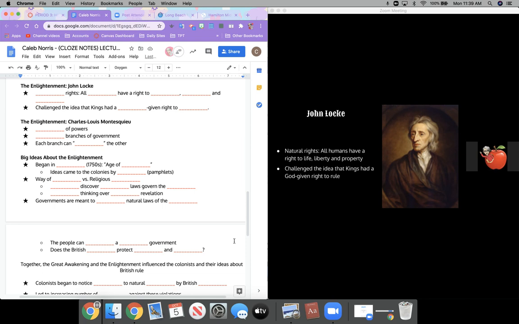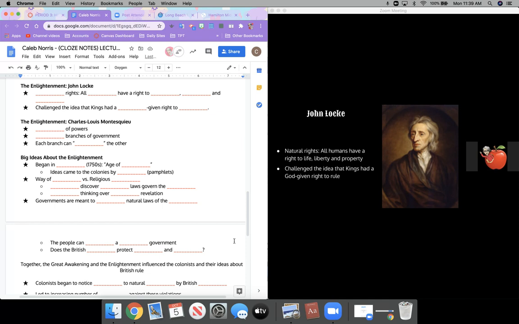John Locke went against that. He said, just because you were born doesn't mean that you are better and you have a right to rule over the rest of us. Okay, God doesn't give you that right. All right. So John Locke was a huge figure, particularly in this idea that all humans, all of us, have a right to life, liberty, and property.